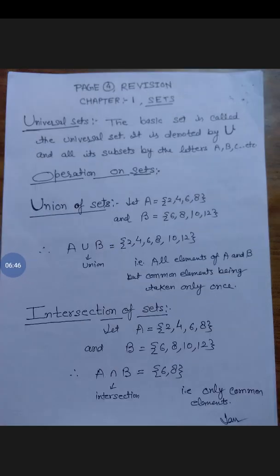Now come to the universal set. The basic set is called the universal set. It is denoted by the big U, as you may see here, and all its subsets by the letters A, B, C.